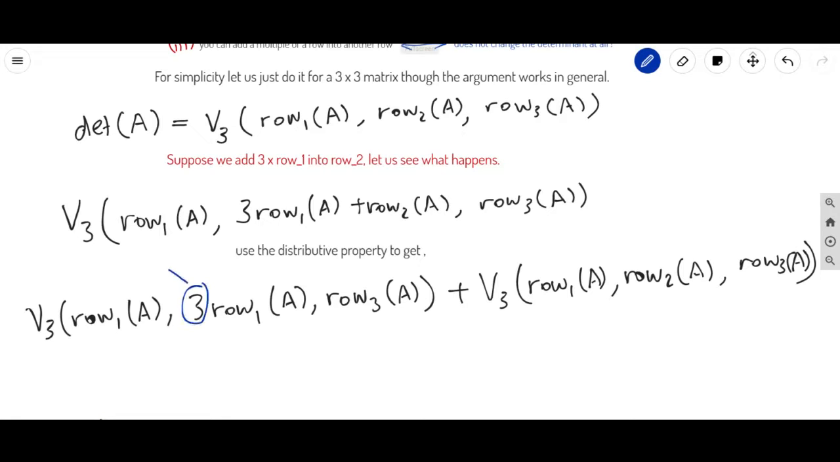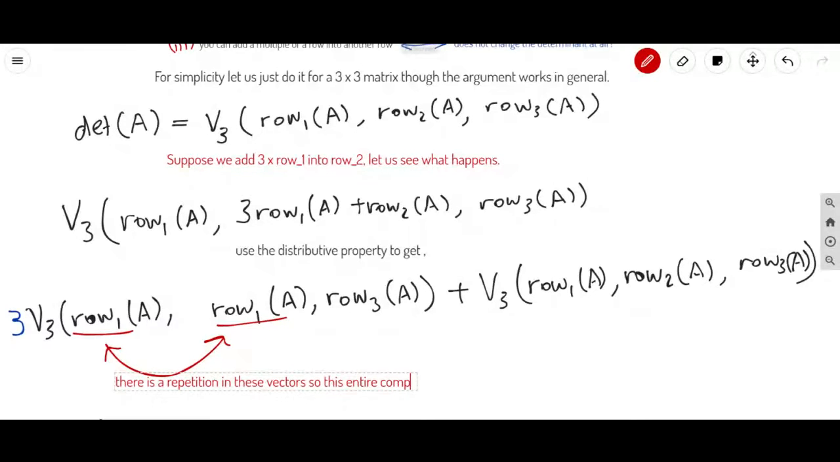But now, here's what we need to notice. First of all, the 3 can be put, I mean, you can just put the 3 right there. So you really have this. Now look at this. There is a repetition in these vectors. So this entire computation is automatically 0. Without even doing the calculation, the fact that these vectors are repeating, we know that's equal to 0.